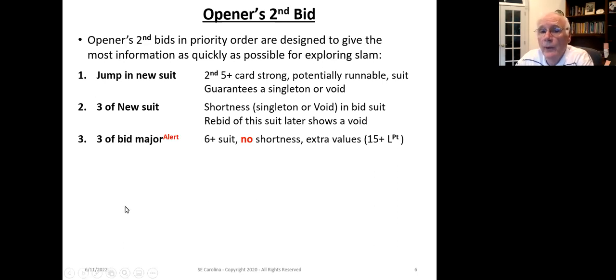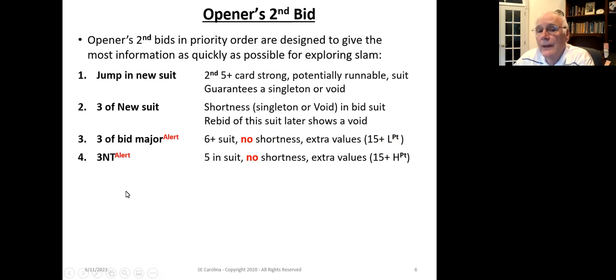The third priority bid is to bid 3 of the major suit. What bidding 3 of the major suit says is, I've got 6+ cards in the suit, no shortness. Now, note that it says no shortness because the number 2 priority is to show shortness. Okay, and it's got extra values. What's extra values? 15+ length points.